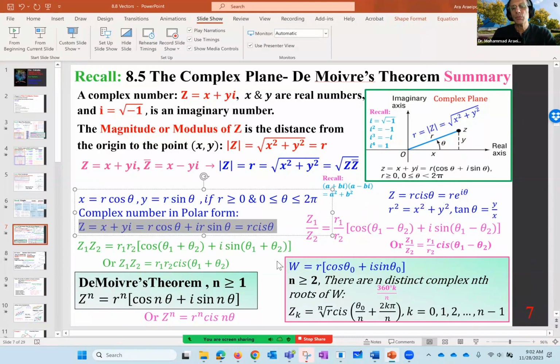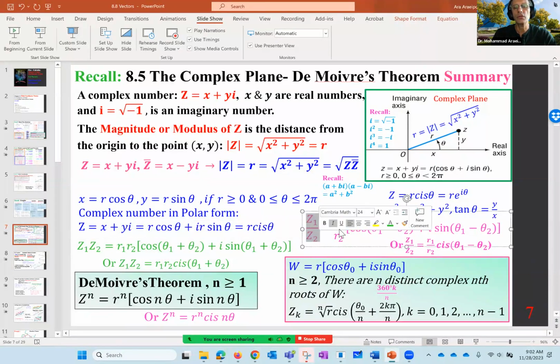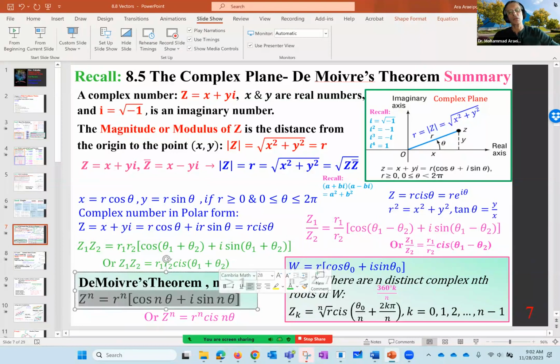When we have it in polar format, it can make it easy for the product of two numbers. You just multiply their modulus and add up their arguments. If it's a ratio, you divide their modulus and subtract their arguments. And it gives rise to De Moivre's theorem, where z to the power of n is r to the power of n, cosine of n theta plus i sine of n theta.